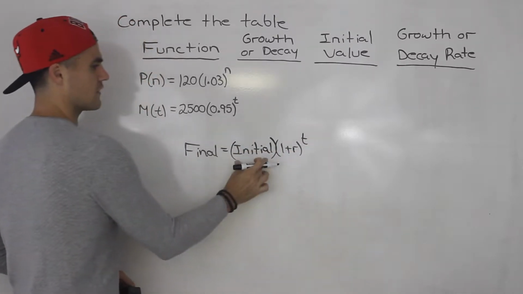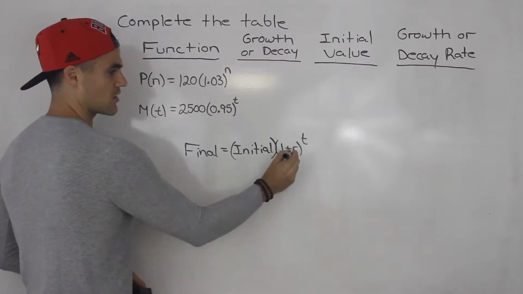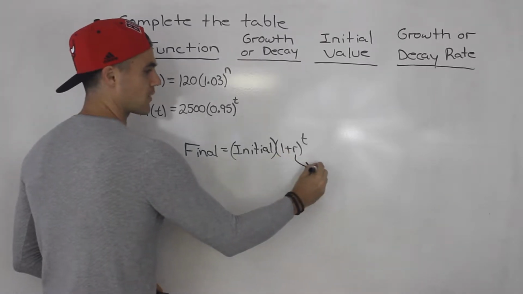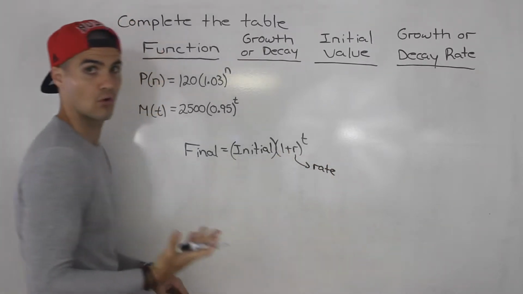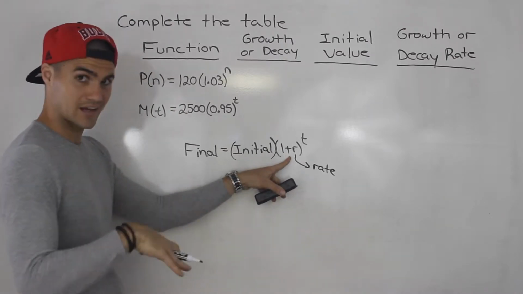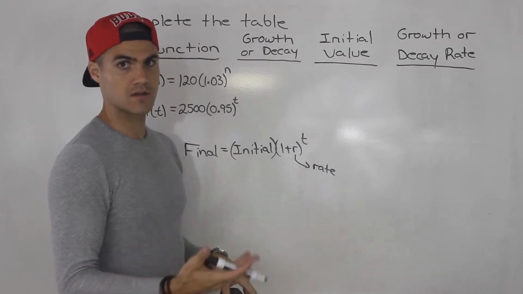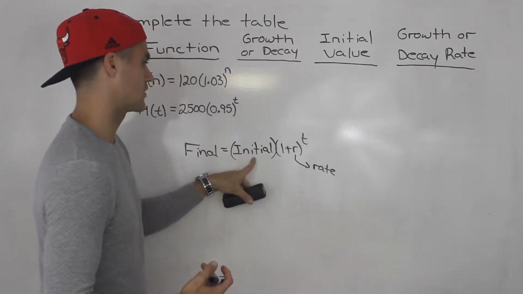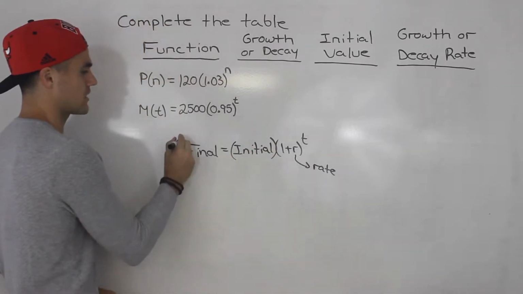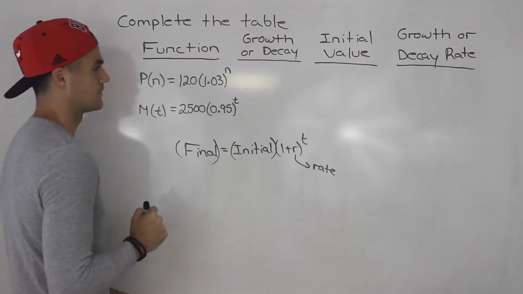Right, so you have your initial value times 1 plus r. This r here is basically your rate of either growth or decay. If that r is negative, it's a decay rate. If that r is positive, it's a growth rate. Then we have our initial value, and then when you multiply those, you get your final value.